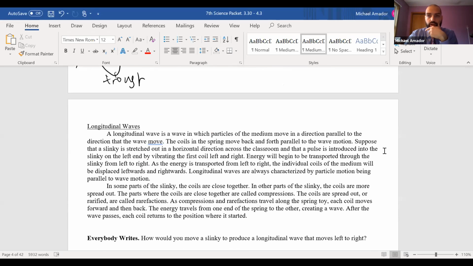Okay. First paragraph of longitudinal waves. Jessica had her hand up.